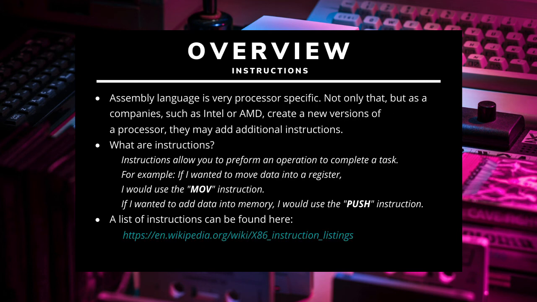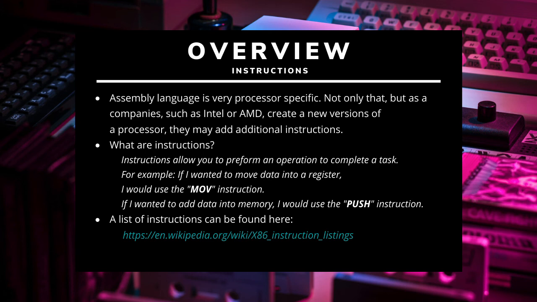So let's first look at instructions. Since the programmer is directly communicating with the CPU when writing assembly, this makes assembly very CPU specific. Not only that, but as companies such as Intel or AMD create a new version of a processor, they may need to add additional instructions to the processing unit.